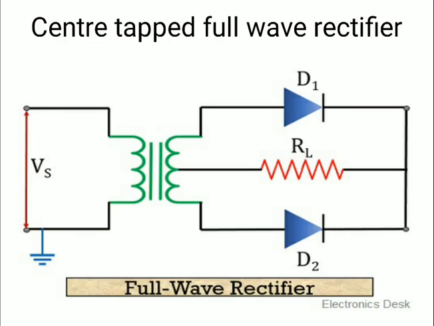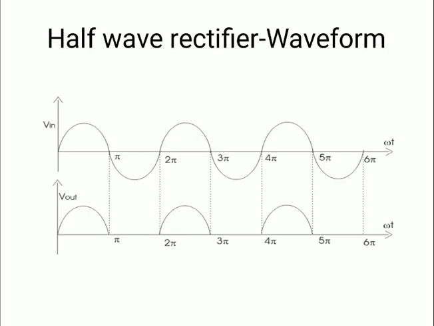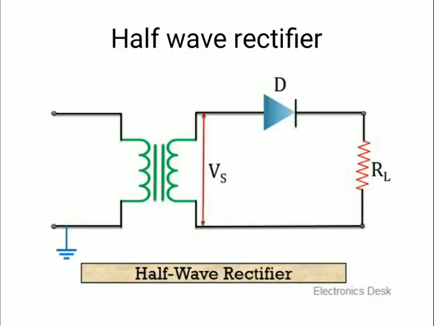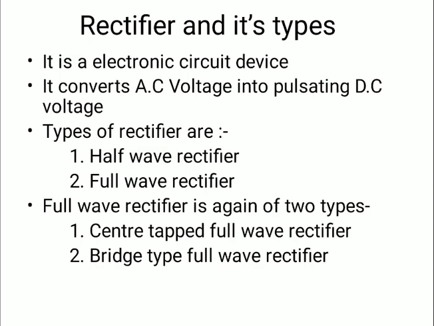Hello everyone. In the last video lecture we have seen what a rectifier is and its types. A rectifier is an electronic circuit which converts AC into pulsating DC. We have seen two types of rectifier: the half wave rectifier and the full wave rectifier. The full wave rectifier is again of two types, the center tap type and the bridge type.